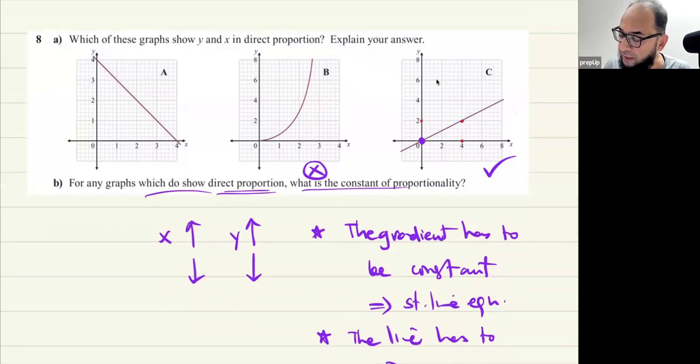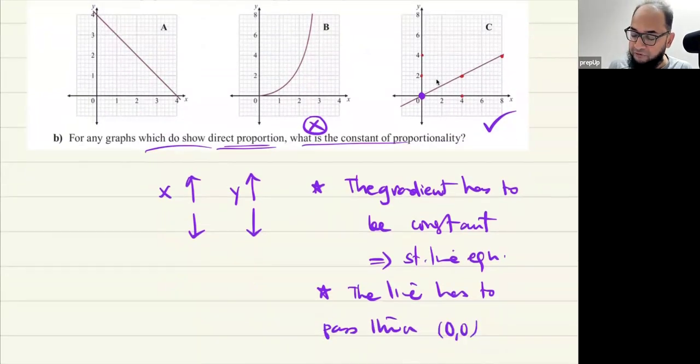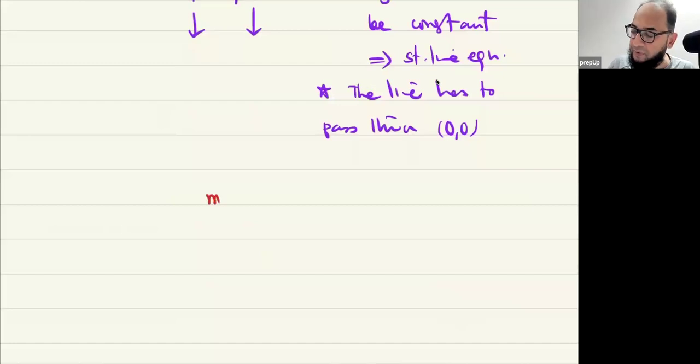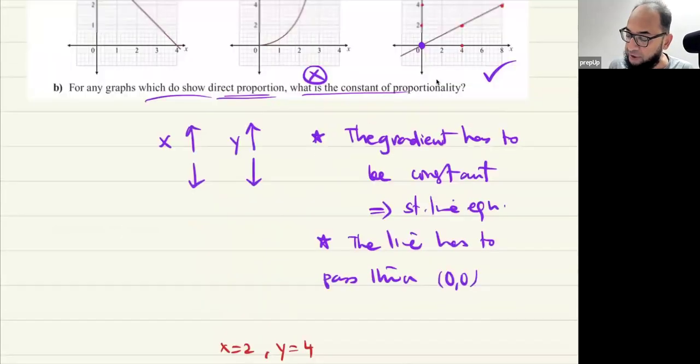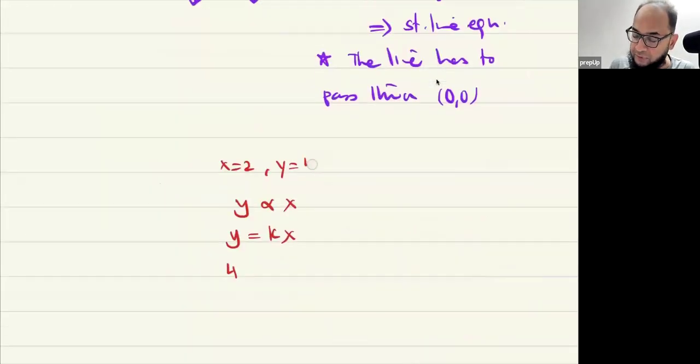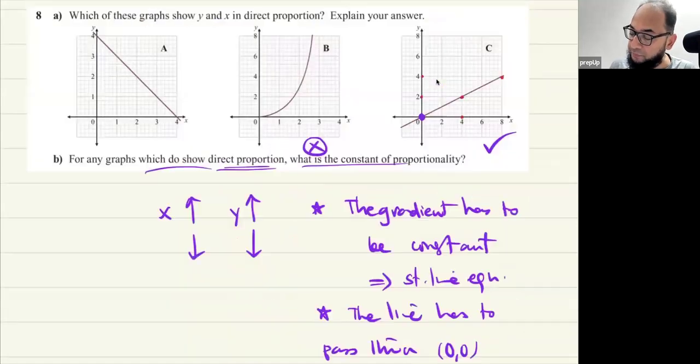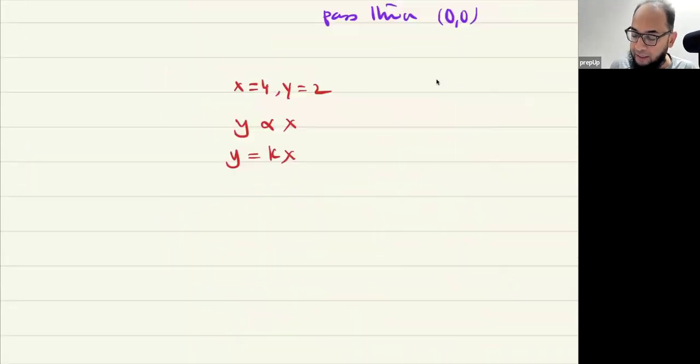When we plug in 8, we are getting 4. So therefore, we can write, y is proportional to x, y is equal to kx. Actually, y is 2 when x is 4. It's the other way around. Let me just correct myself. X is 4, y is 2. Let's double check. X is 4, y is 2. So this is 2, this is k, this is 4, the value of k is half. Therefore, y is equal to half x. That is the equation.